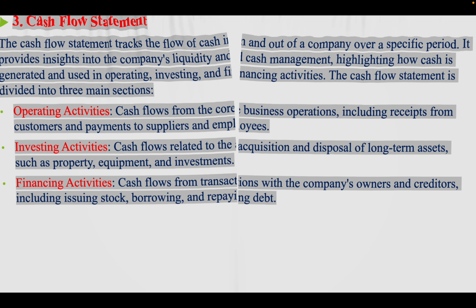Now, fundamental analysis tools help investors evaluate a company's financial health and performance. Here are 5 key tools with simple examples. First one is earnings per share, that is EPS. It measures a company's profitability. For example, if a company earns rupees 1 million and has 1 million shares, then its EPS is rupees 1.